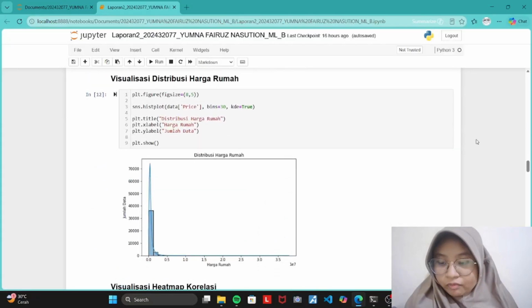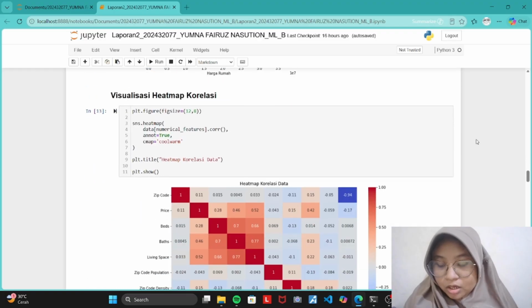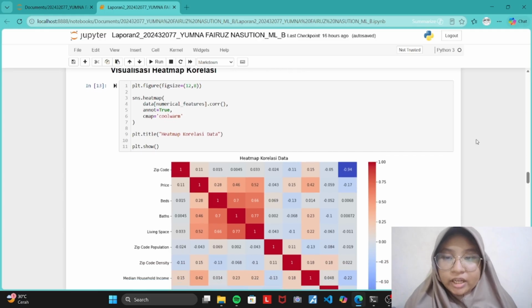Now, for exploratory data analysis, I created a histogram to visualize the distribution of house prices. This visualization helped identify the spread of the data and detect possible outliers. I also created a heat map of the correlation matrix to see the relationship between numerical features. Through the heat map, I could identify which features had strong or weak correlations.